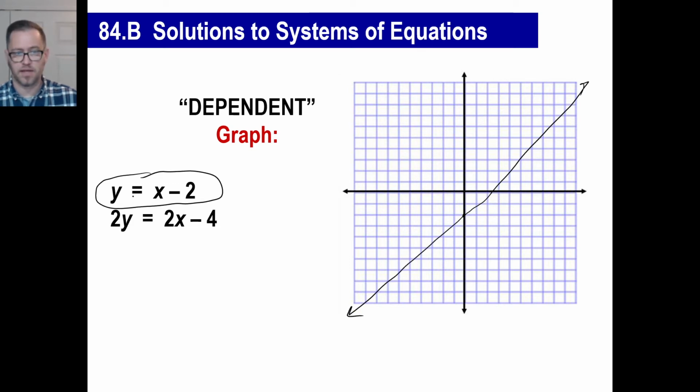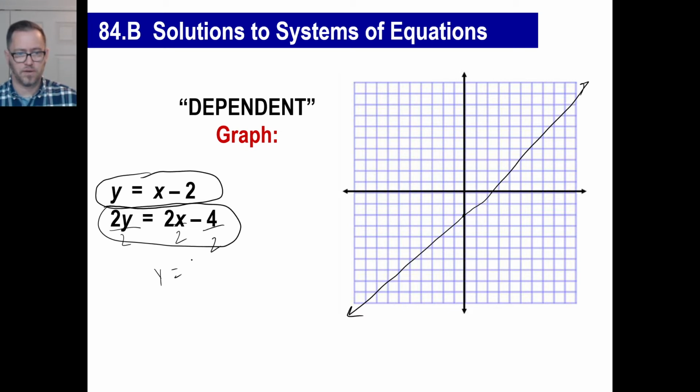Now if you look at this second one, you graph it on the same graph here. If you look, we want to solve for y, of course, when we graph. But if you go ahead and divide by 2 on this one, that's going to be the 2 there, 2 there, and 2 there.